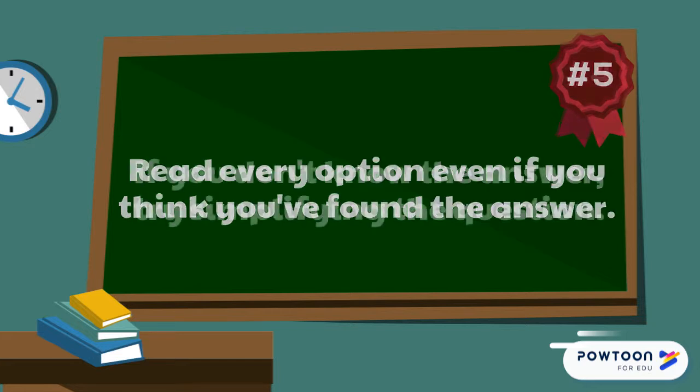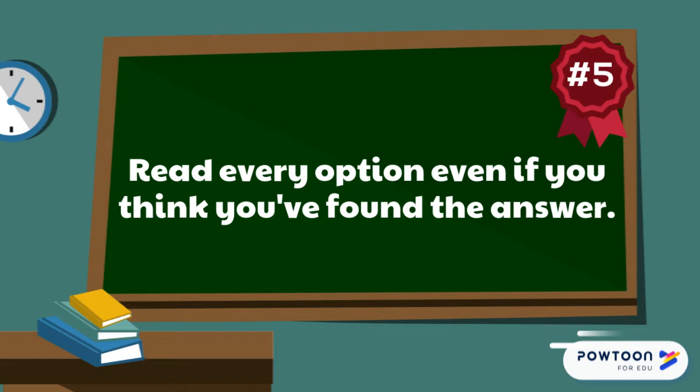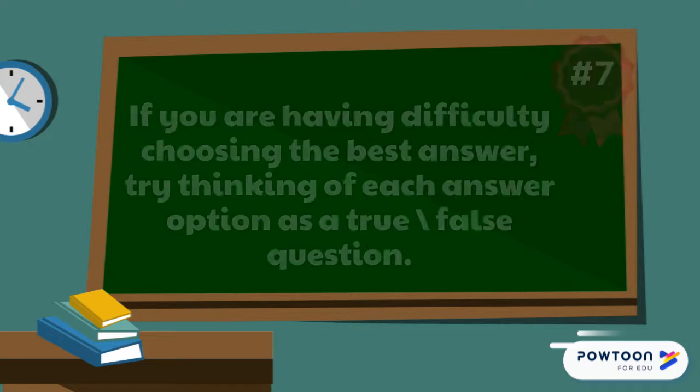Then, read every option even if you think you found the answer. The objective is to find the best answer, not just a good answer. Evaluate and mark each option as you go by crossing off the wrong options. Circle the best answer if you know it.